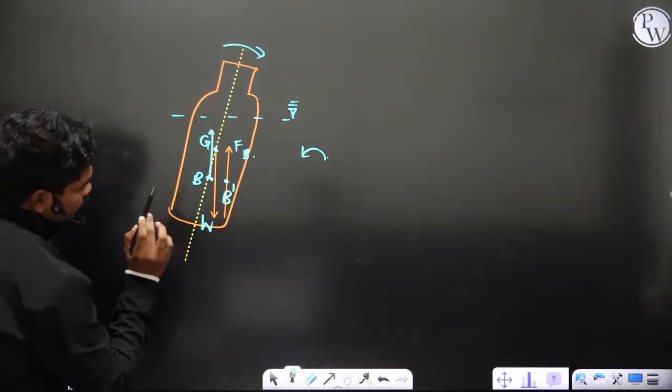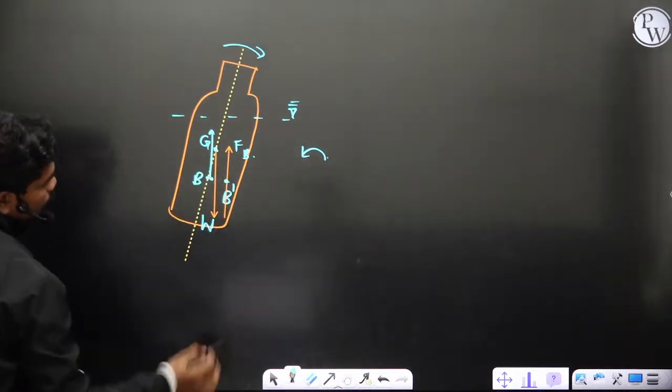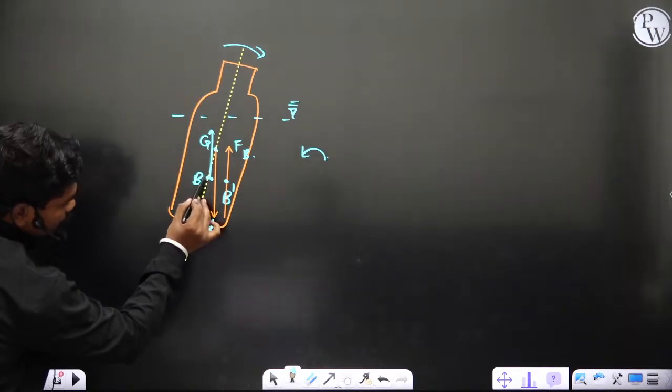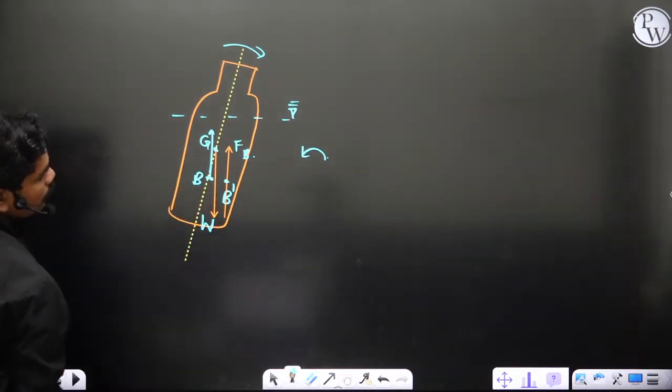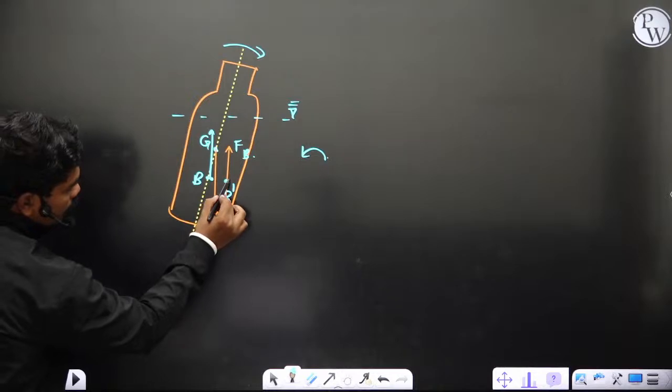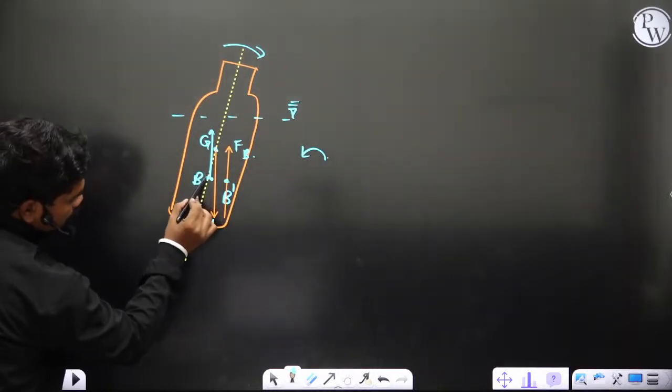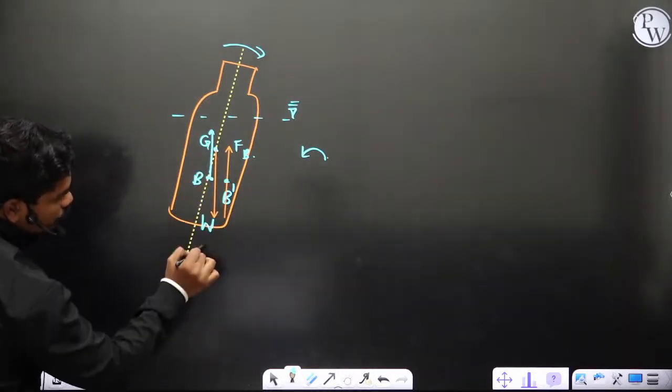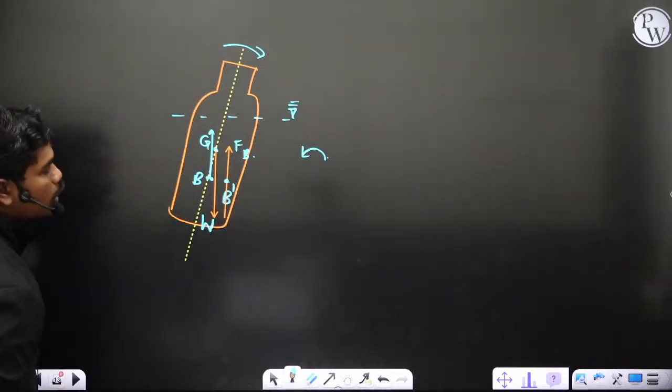try to understand, if this is the vertical line W, as long as the shifting of the B is to the left side of G, the body is in unstable equilibrium, and as long as the center of buoyancy moves to the right side of this weight line, then definitely it produces anti-clockwise movement.